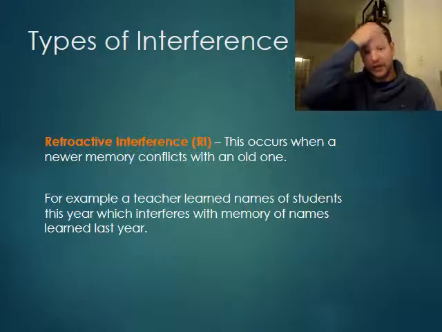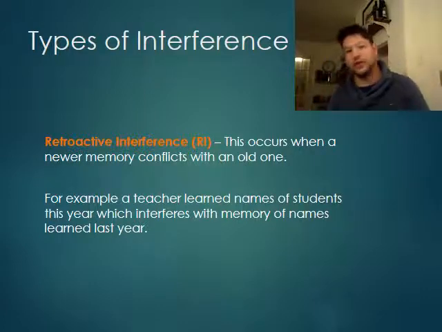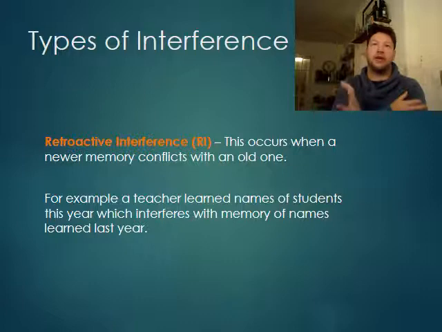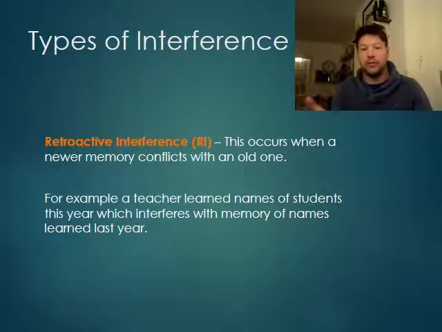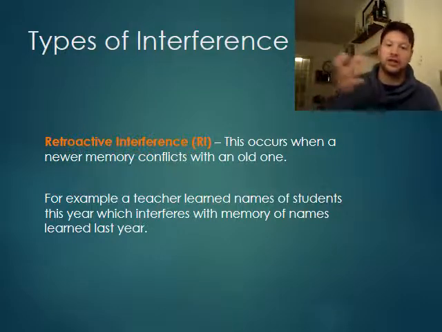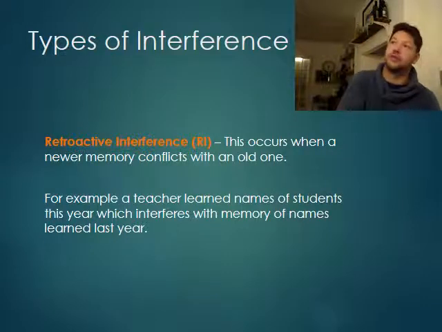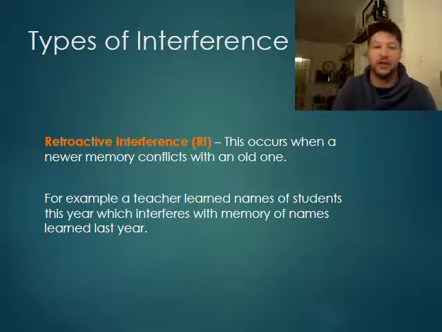Okay, retroactive interference. This occurs when a newer memory conflicts with an old one. So you've just got to find a way of remembering which way around it is. Retro is maybe the way to remember this, with regards to it's the newer memory with the old one. So when something's retro, it's conflicting with the old one. So you're conflicting with your old tracksuit bottoms or your old pair of shoes.